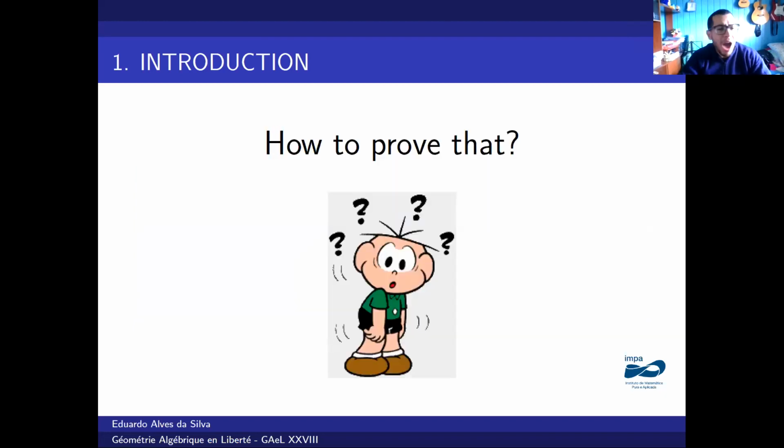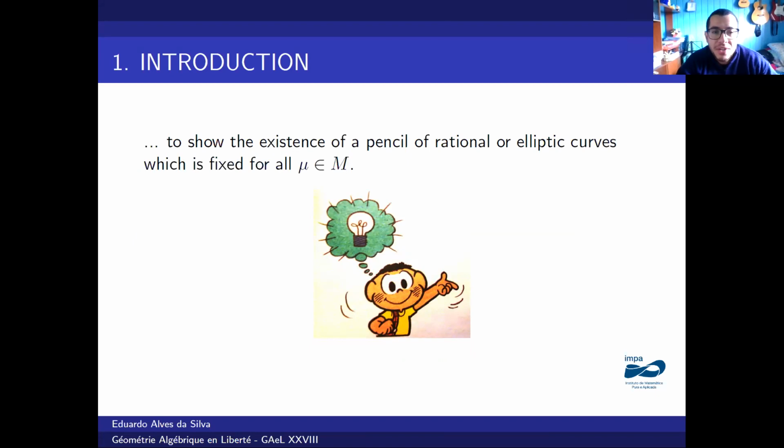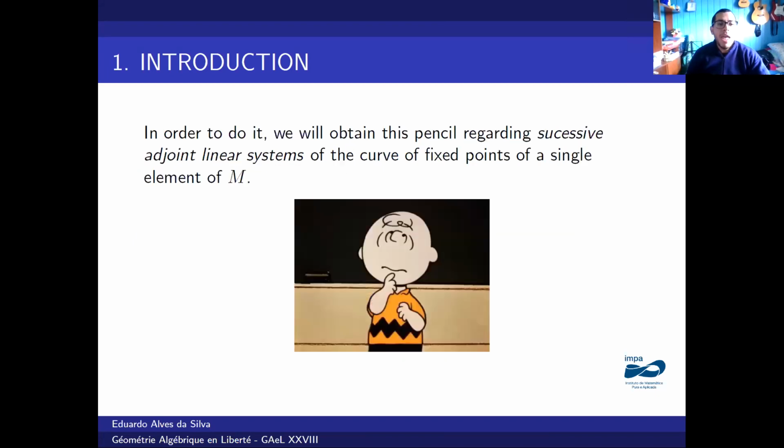But how to prove that? The great idea is to show the existence of a pencil of rational or elliptic curves which is fixed by every single element of N. In order to do it, this pencil is obtained through successive adjoint linear systems of the curve of fixed points of a single element of N. These adjoint linear systems are defined in terms of the resolution of this curve after a push forward, followed by removal of some eventual fixed components of a certain linear system.